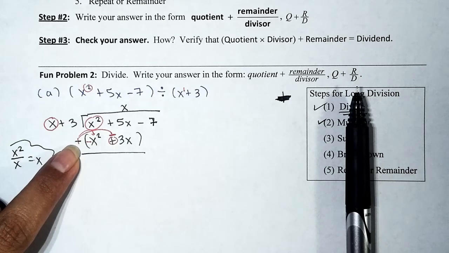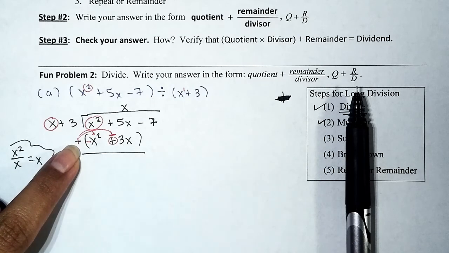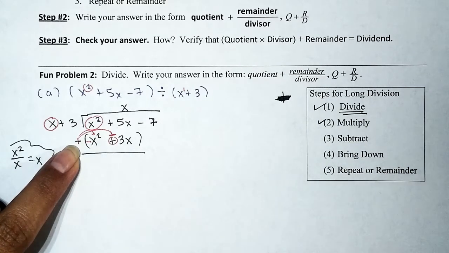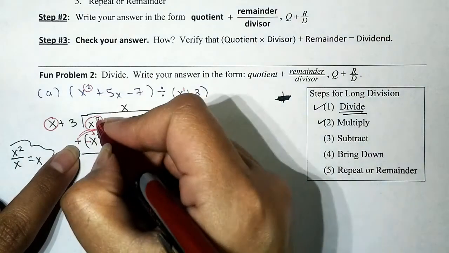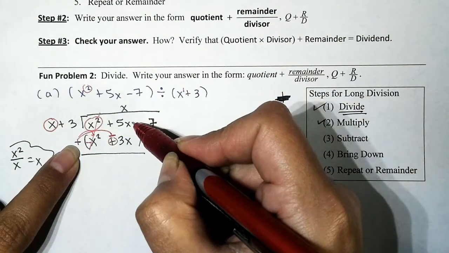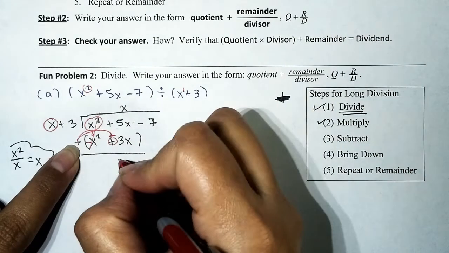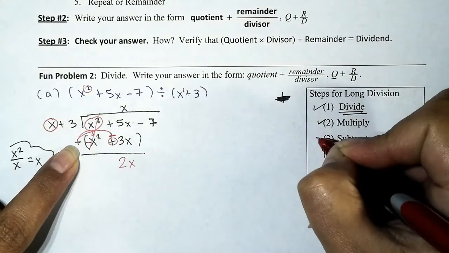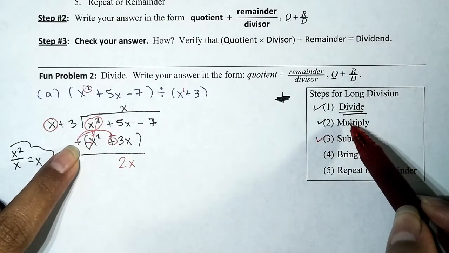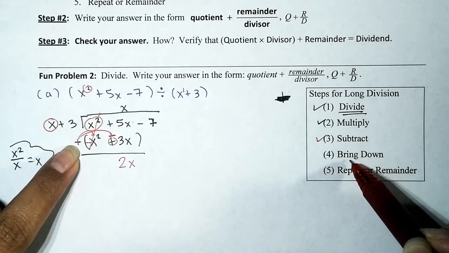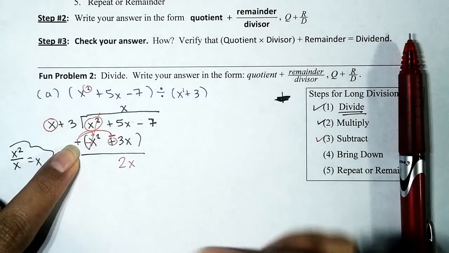Now with confidence, because I no longer have to do the zigzag action, I'm going to subtract with confidence. x squared minus x squared gives us 0, or we say it cancels. 5x minus 3x gives us 2x. So we just subtracted. The steps for long division: divide, multiply, subtract. If there's another term, bring it down.